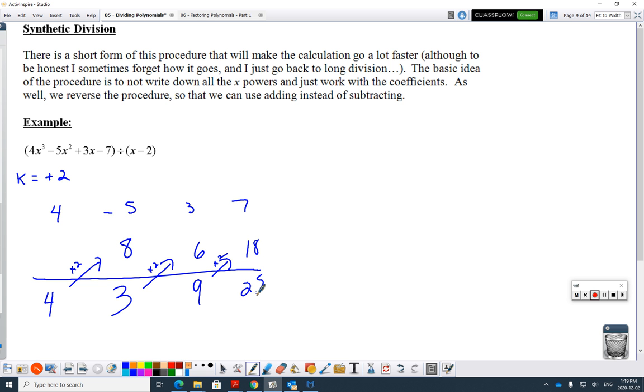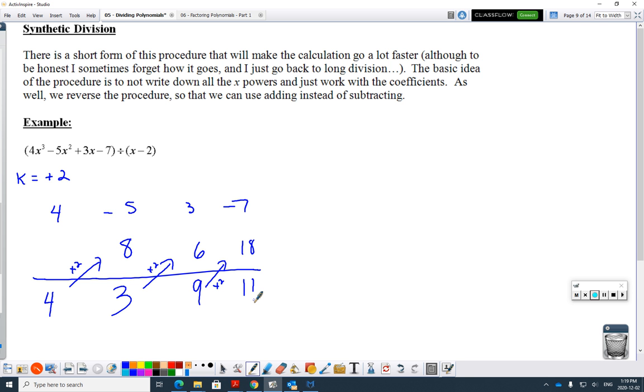I just did a whole long division question. You're like, okay, I don't get it at all. Don't panic about that. For now, be impressed by the speed of it and the lack of writing. What did I have to write? I wrote 4, negative 5, 3, and, oop, hang on, a little fix there. Negative 7. Then multiply this by 2, 18, and when I add, I get 11.